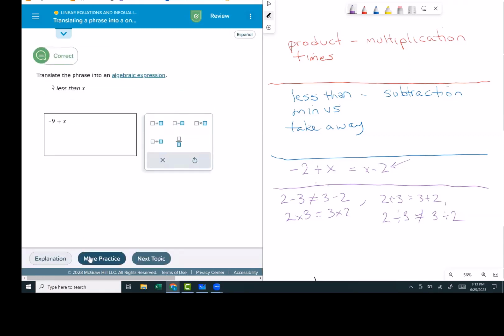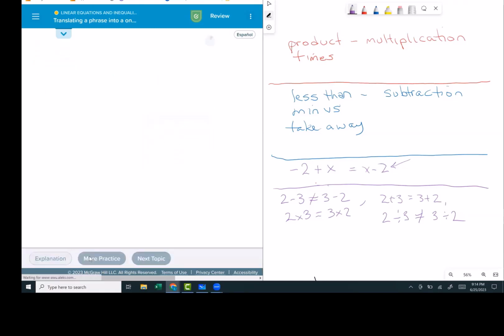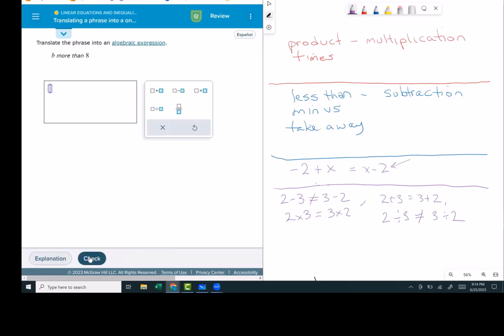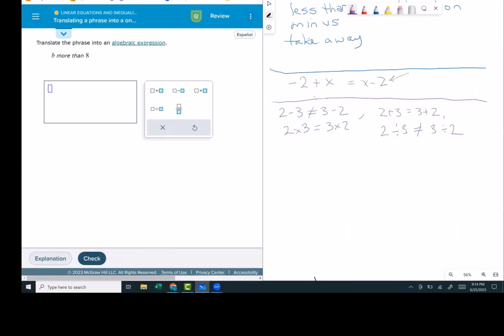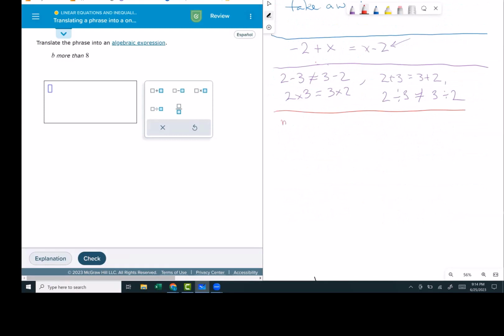See? Same. I think I'd like to try a couple more because they'll probably change a little bit. What do you think more than is going to go with? Adding. Good. More than is addition. Also, if it says sum, that's addition. More than 8 plus B. Sure. Or B plus 8, either one.